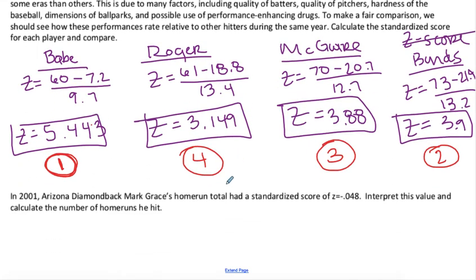In 2001, the same year Barry Bonds hit his 73 home runs, Arizona Diamondback Mark Grace's home run total had a standardized score of negative .048. All right, so here's his Z-score. He is not on the same level as these gentlemen. Interpret this value and then calculate the number of home runs he hit. So we could say Mark hits .048 standard deviations below the mean in 2001.